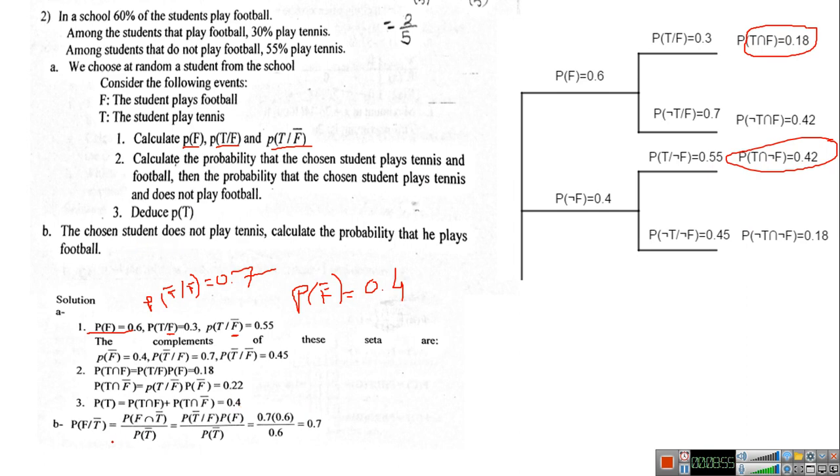The chosen student does not play tennis, knowing T bar. Calculate the probability he plays football. We did this before. It's the inverse of T bar knowing F. So we must use this one. So it will be P of F intersecting T bar over P of T bar. F intersecting T bar is 0.42 as you can see it here. If P of T is 0.6, the T bar, P of T bar, it will be the complement, 1 minus 0.6, which is 0.4, and you have the answer.